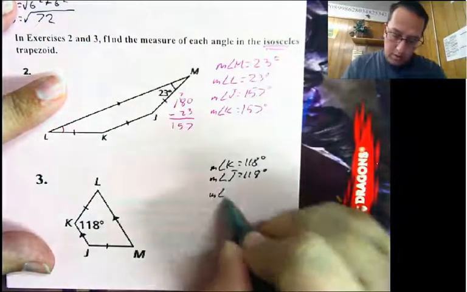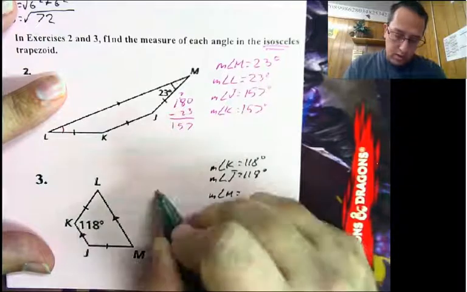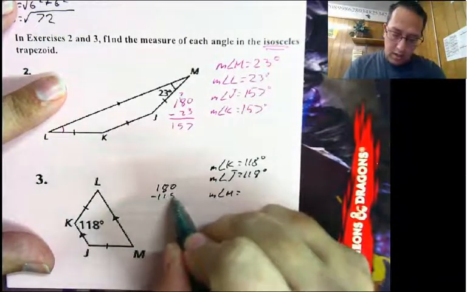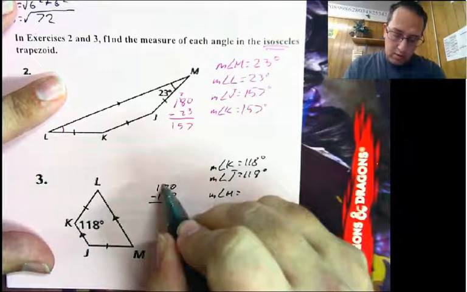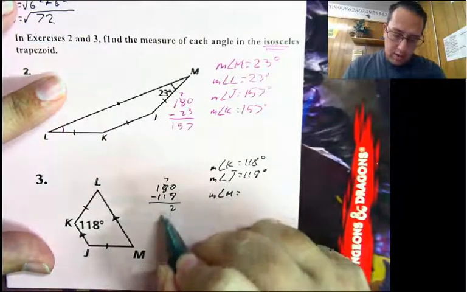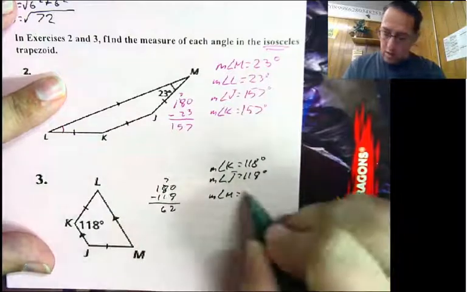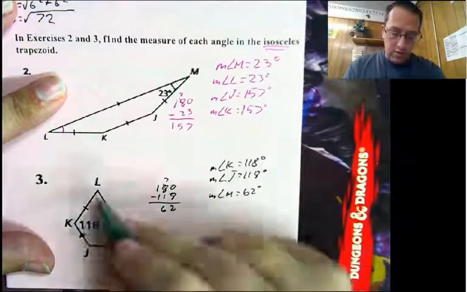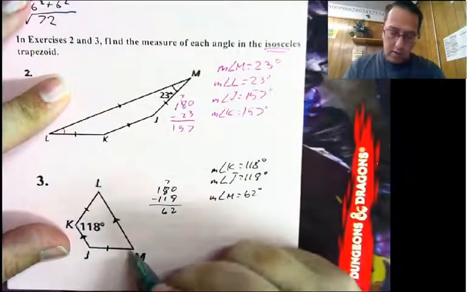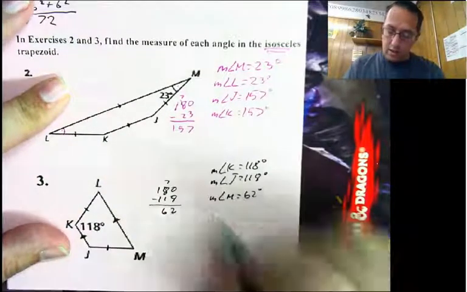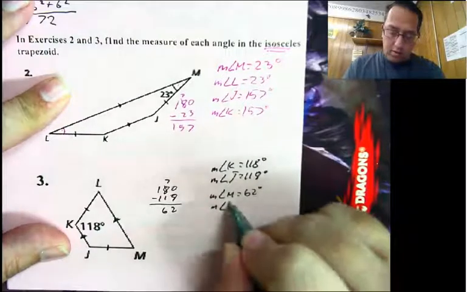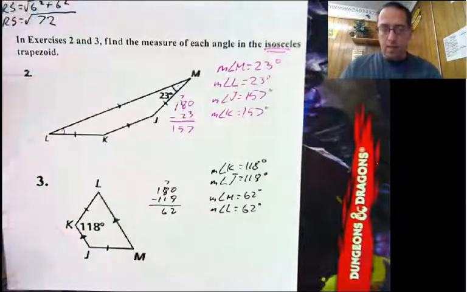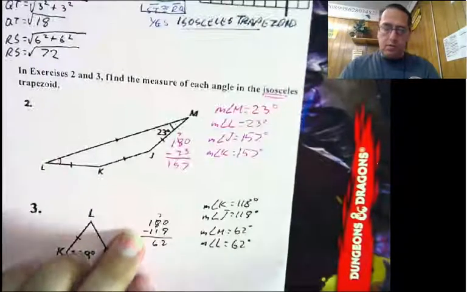So the measure of angle M is going to equal 180 minus the measure of angle K, which is 118. So that's a 2. We had to borrow and make that a 7, so that is 62 degrees. And the measure of angle L, well, it's going to be the same as M because they're on the base and it's an isosceles trapezoid. So the measure of angle L is equal to 62 degrees as well. All right? So that's not too bad. That's actually pretty easy stuff.